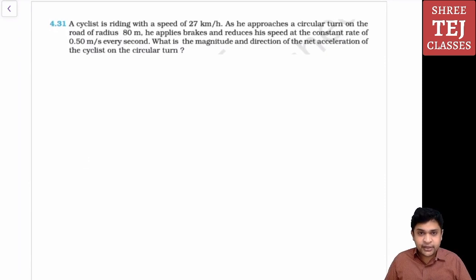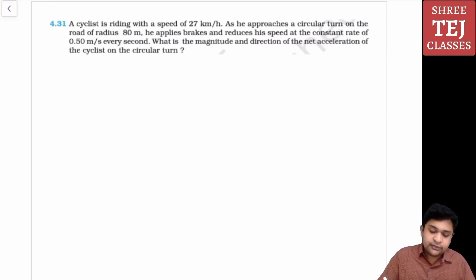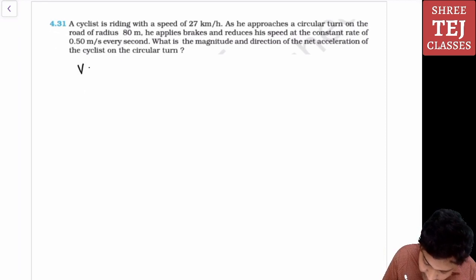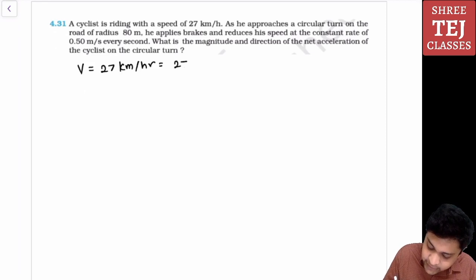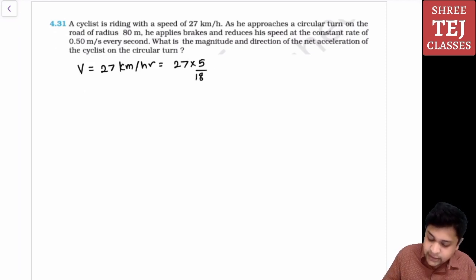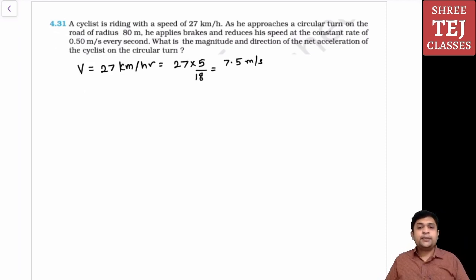Question 4.31. A cyclist is riding with a speed of 27 km per hour. First and foremost, we will convert it into meter per second. So V is 27 km per hour, which is 27 into 5 upon 18. So that comes out to be 7.5 meter per second, as he approaches a circular turn on the road of radius 80 meter.